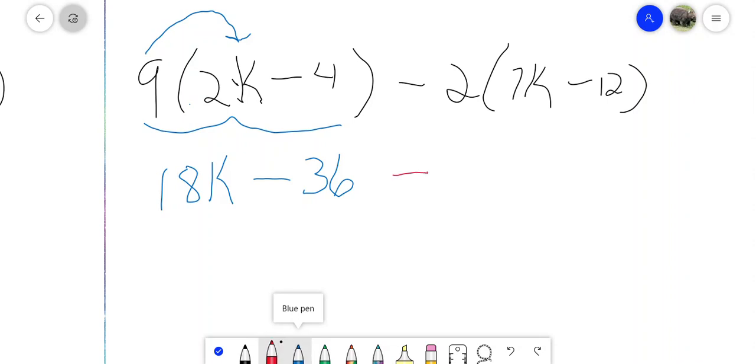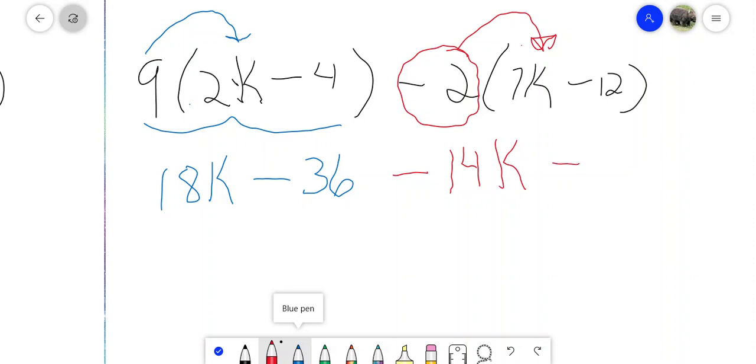Minus, I'm going to keep the minus. Actually, I'm going to distribute this negative. I'm going to treat this as a negative 2. So I'm going to circle the negative 2, and I'm going to distribute this inside of the parenthesis. Negative 2 times 7k is negative 14k. And negative 2 times negative 12 is positive 24.